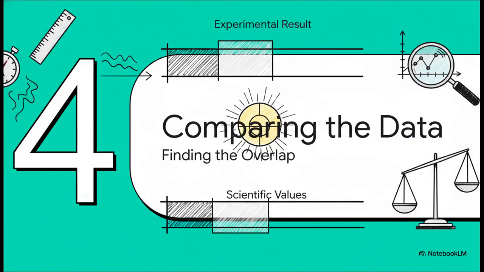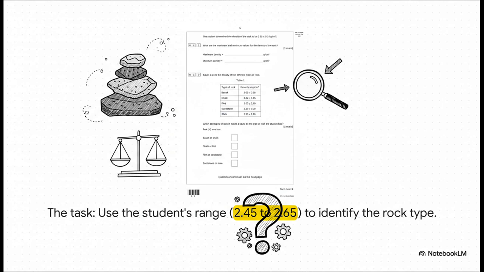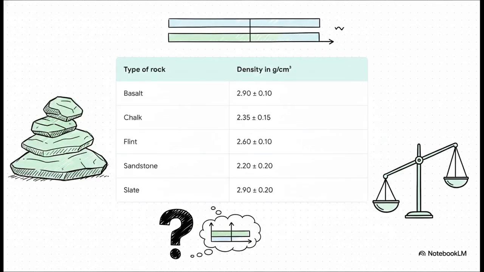This is where we have to put that range we just calculated to work. This is all about comparing an experimental result with a set of known scientific values. So the task here is to look at Table 1. It lists the densities of a bunch of different types of rock. Your job is to play detective and figure out which of those rocks the student might actually have, based on their measurement. First, let's just take a look at the data we're given.